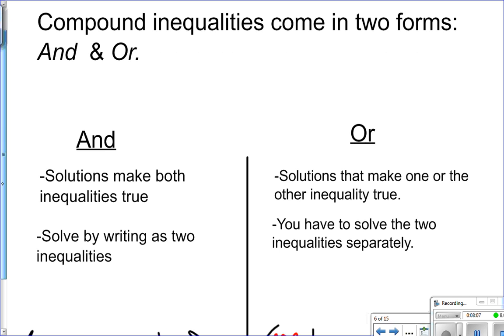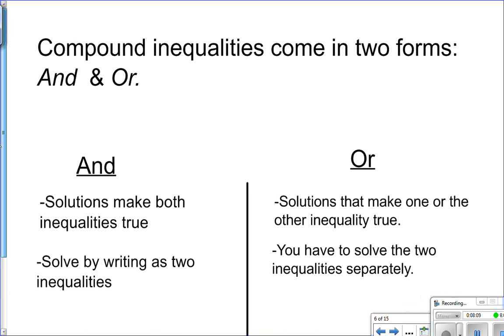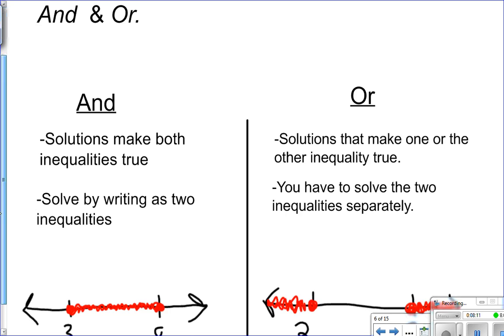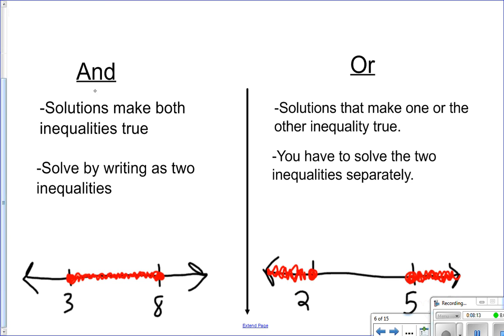So here's a little chart that shows the compound inequalities in two forms, "and" and "or". So solutions for "and" inequalities: solutions make both inequalities true, and you can solve it by writing as two inequalities. You can also solve it by writing as one, but you could also do it as two, and I'll show you what that means. For "or" inequalities, solutions make one or the other inequality true. There's nothing that can make both of them true. And then you have to solve the two inequalities separately.